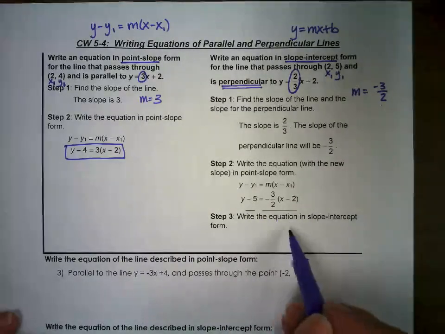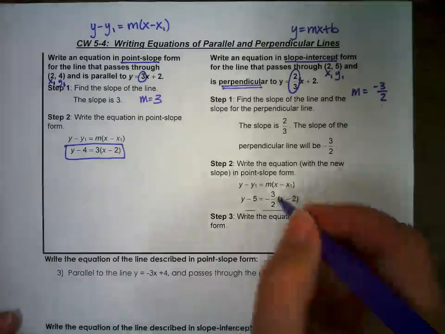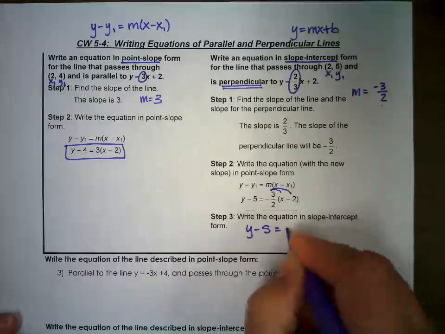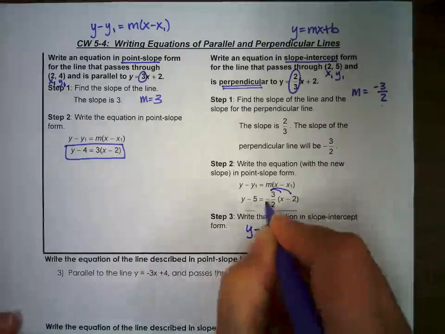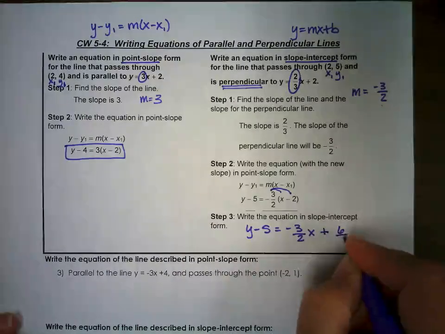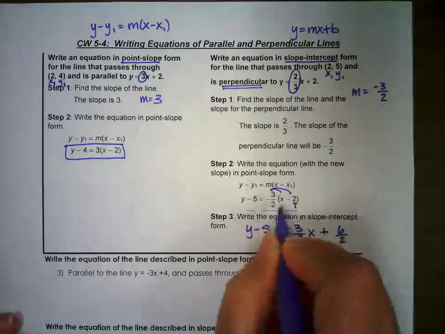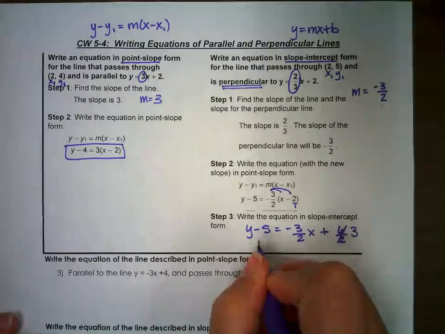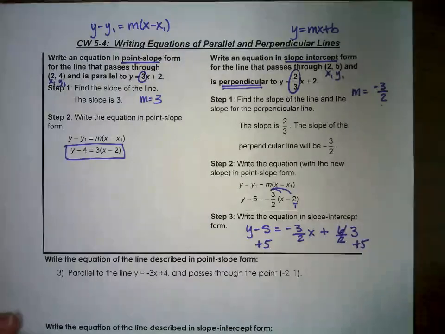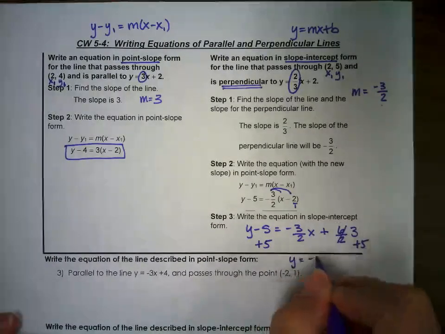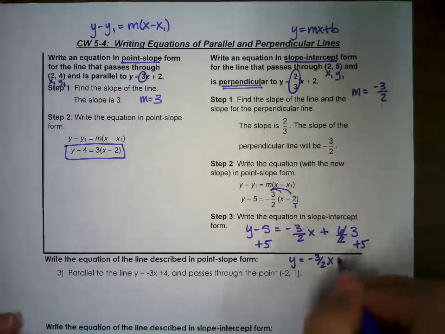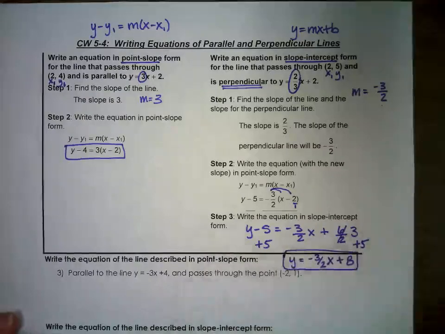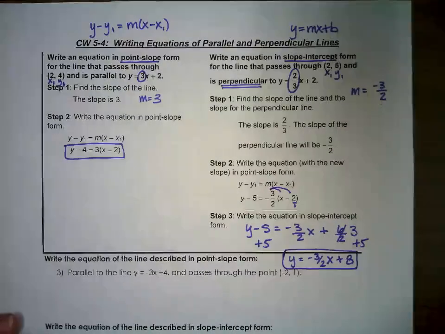So now to write it in slope-intercept form, I need to solve for y. So we'll get rid of the parentheses by distributing through here. So that'll be negative 3/2 x, and then negative times negative will be positive 6/2, right? Because that's like 2 over 1. So 6 over 2, which is the same as 3. And then I can add the 5 over to the other side so that I get y by itself. And I'll get y equals negative 3/2 x, and then 3 plus 5 is 8. So there is my slope-intercept form of the perpendicular equation.